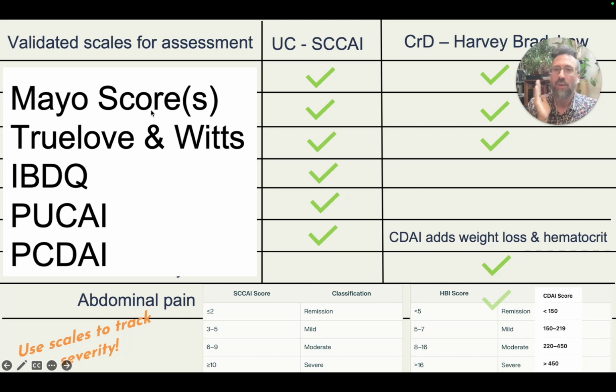Here are a few. There are a few different Mayo scores, the partial Mayo, the endoscopic Mayo. There's one called the Truelove and Witts score. For quality of life, there's the IBDQ scale, which we do ask those questions sometimes. And then there are different pediatric scales, the Pediatric Ulcerative Colitis Activity Index and the Pediatric Crohn's Disease Activity Index. And we use these ones for our pediatric patients, of course.